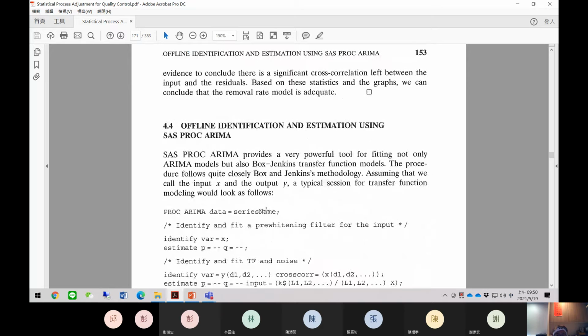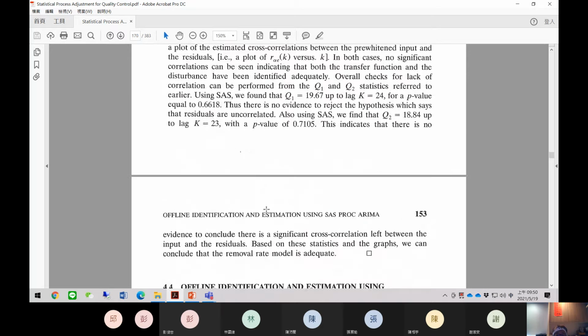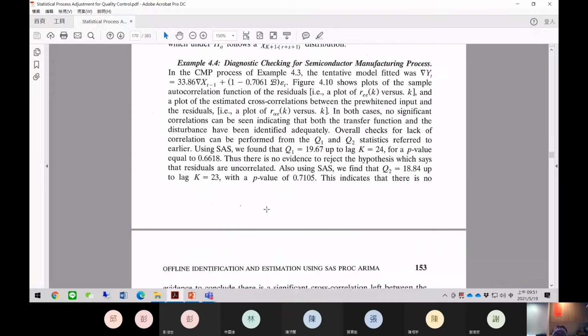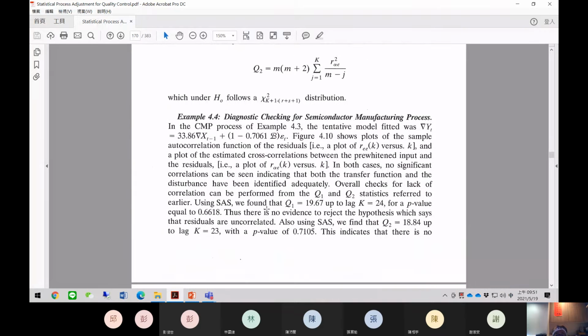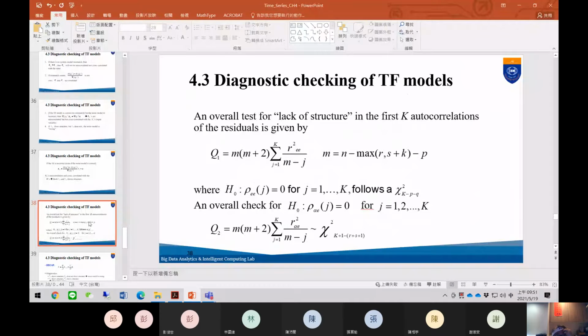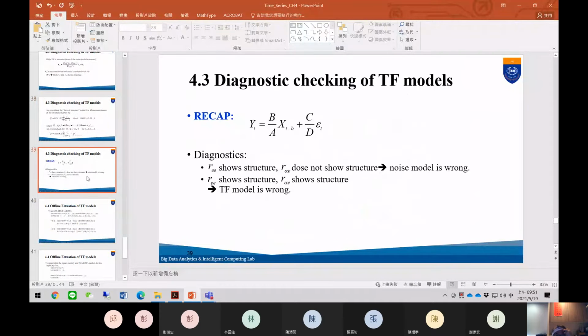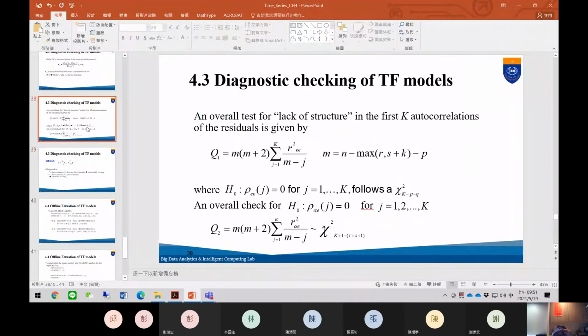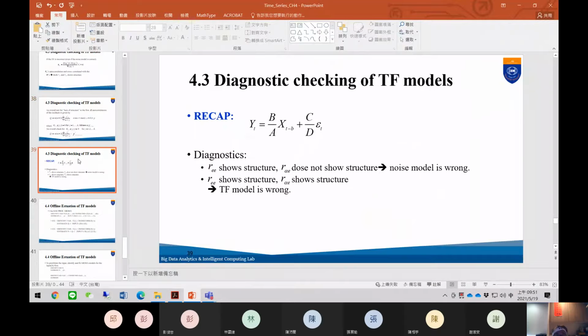Then we have an example. Let me see that. Do we have the data? Okay. Then, let me go back to here. Okay, then we give you a recapitulation. This is kind of messy.